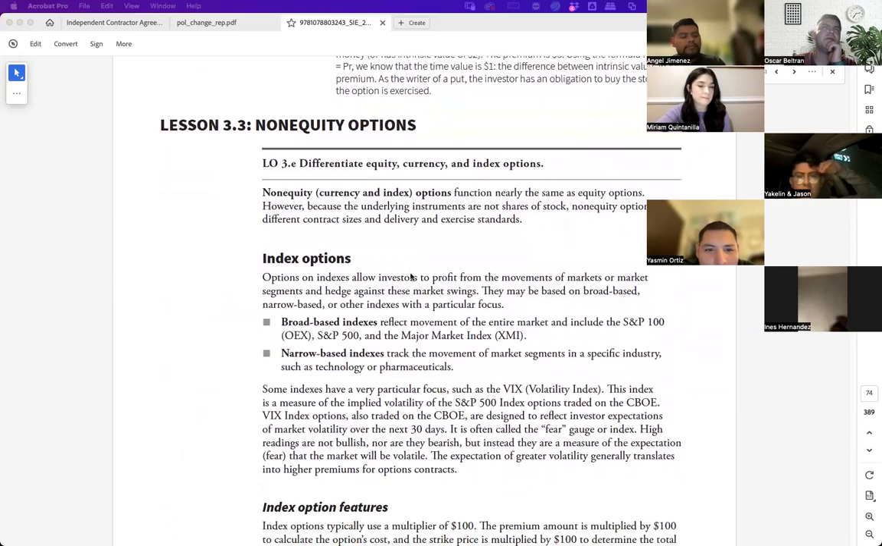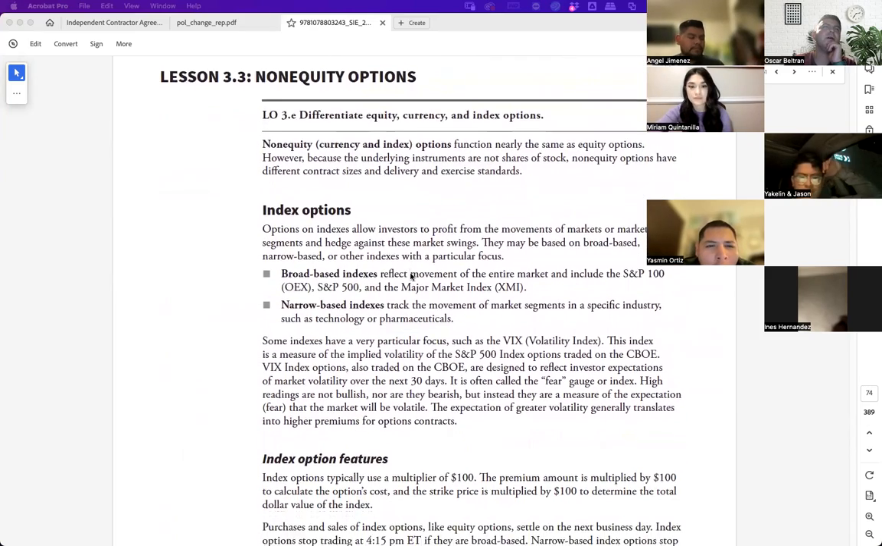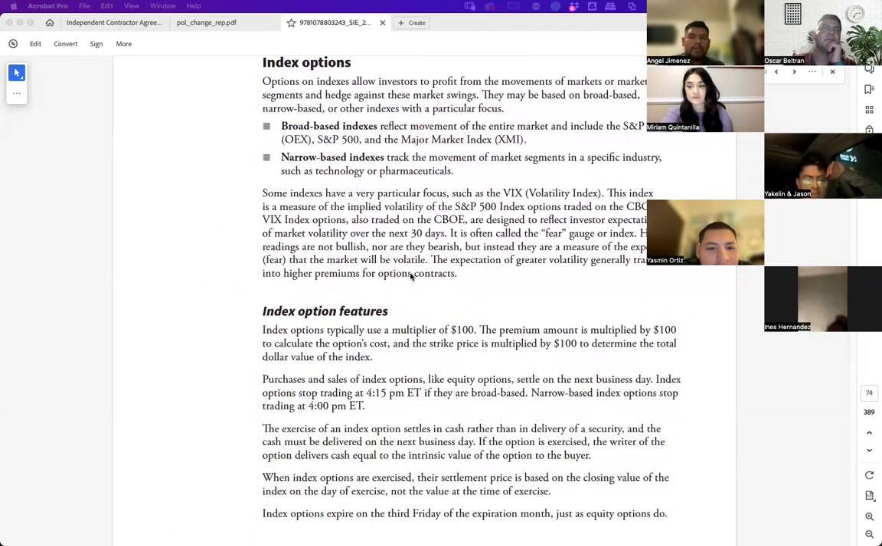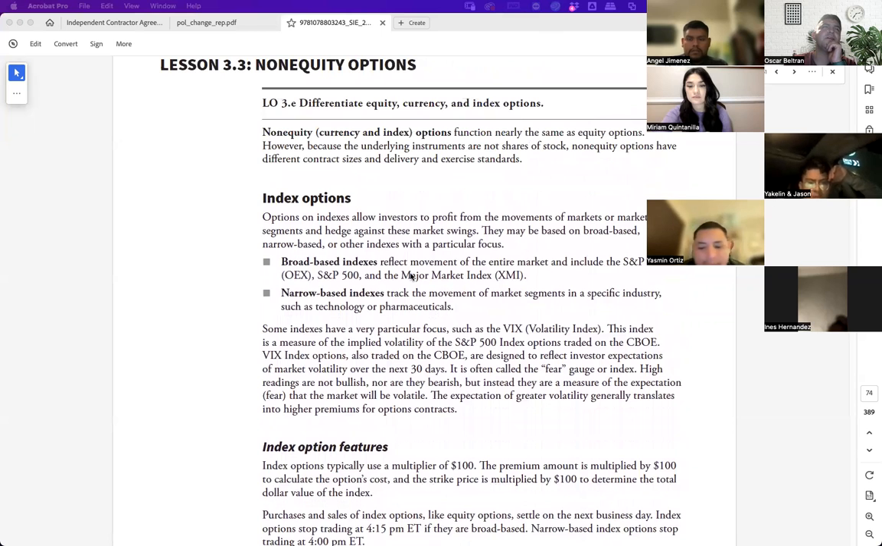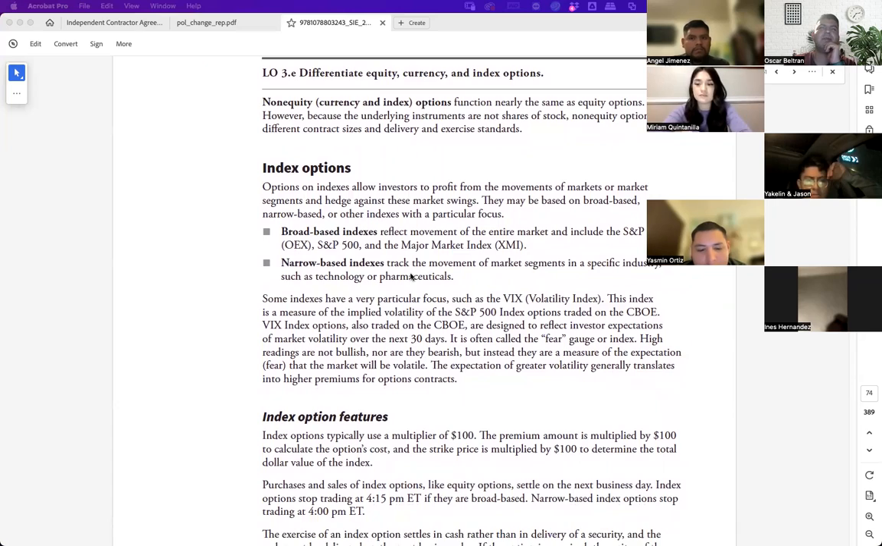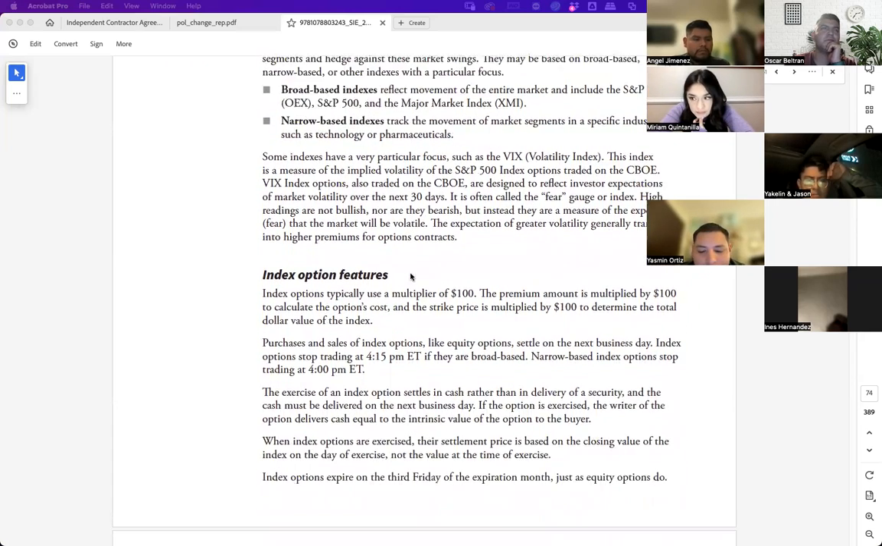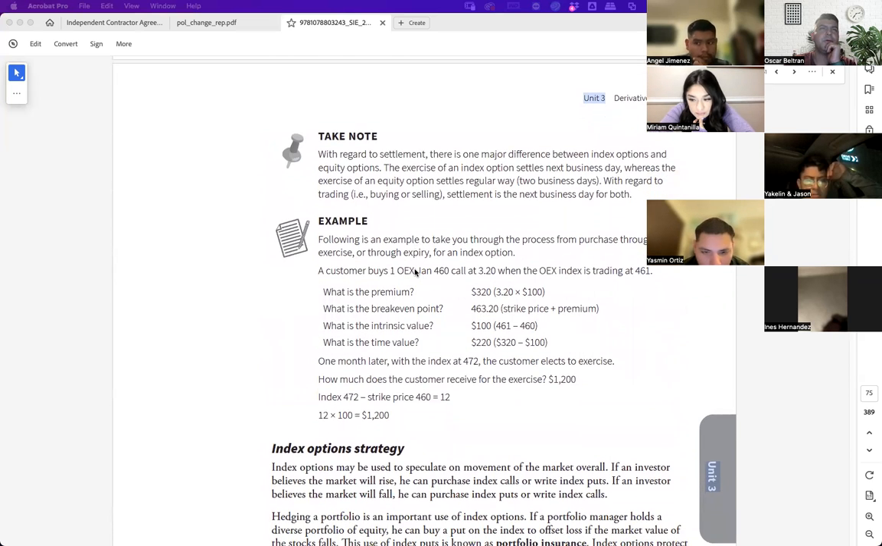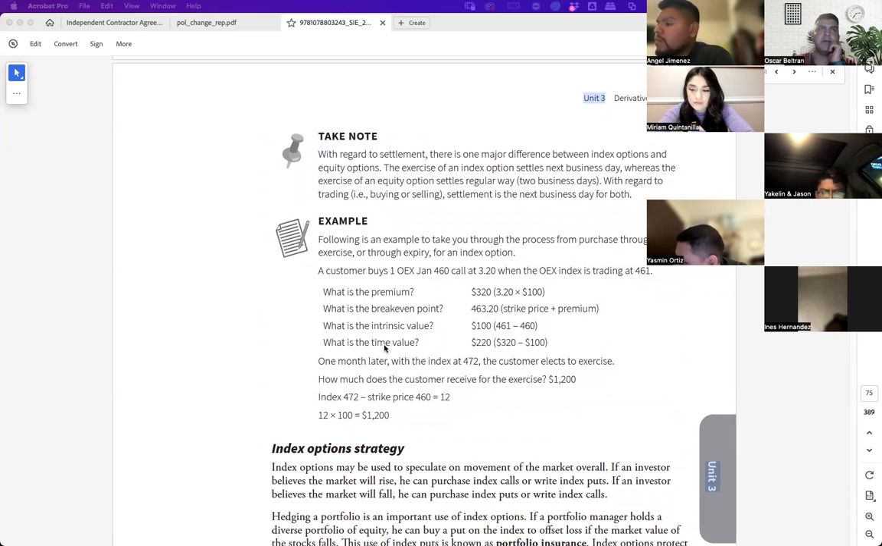All right, so now we're right here with non-equity options. I'll be honest, for this options part here, I honestly just skip it because I feel like it's not really relevant and it won't really come up on the exam. But what will come up are these terms here. What's the premium? What's the break-even point? What's the intrinsic value? And then what's the time value? That is something that will definitely come up on the exam. So later on, look into these examples here.